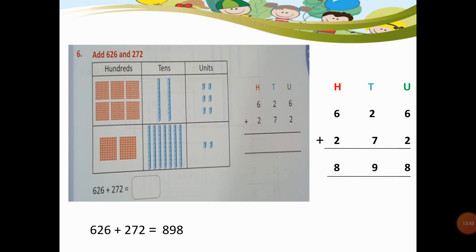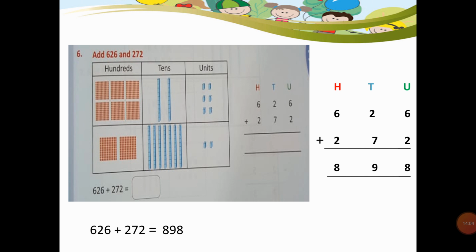Moving on to the tens column. In the tens column we have 2 bars of tens. That means we have 2 tens. So we will write down 2 in the tens column. Then we have 6 blocks in the units place. So we will write down 6 in the units column or the units place.